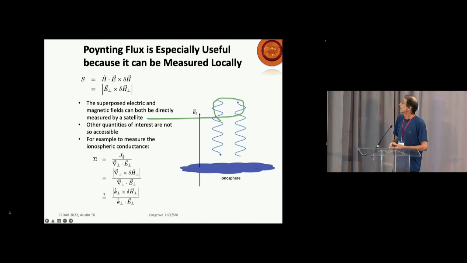And it's pretty convenient for satellites to measure because you can measure it locally. You just need to measure E and B and then take the cross product. And then, of course, you have to worry about subtracting out the background magnetic field and things like that that other people have talked about.